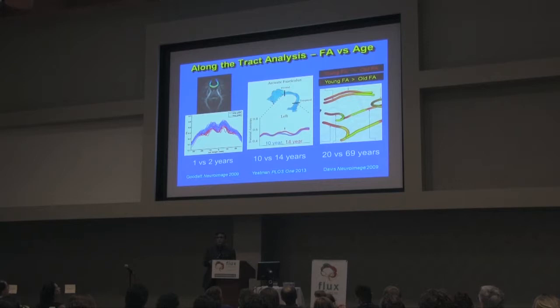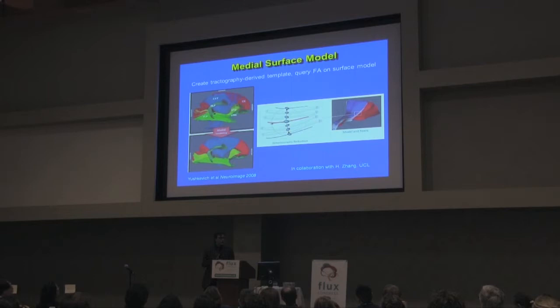and our initial assumption that the whole tract should behave the same was probably incorrect. So the model that we used was one that was developed by Paul Yushkevich, in collaboration with Gary Zhang at UC London, where one does tractography on a template, a population-derived template, and you get these little sheets, and then what you do is you measure your FA on those various sheets and compare your population.